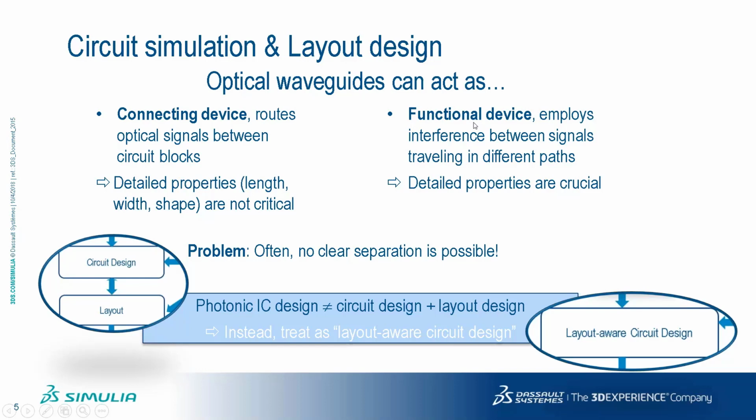It has a certain attenuation. It will influence the phase. And so this could be unwanted, in which case you just have to deal with it, but it's also something that you can actually use, and you can just make the waveguide part of your circuit. And this means that the detailed properties of your waveguide are crucial. And this means that this two-step process here, where you do the circuit design first and then the layout, really becomes one step. That's so-called layout-aware circuit design for photonic design automation.